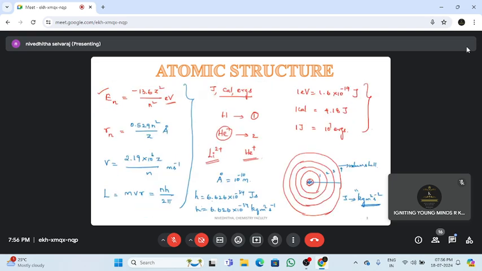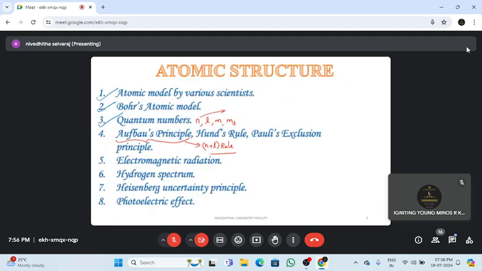Okay. What is Hund's rule? Whenever you're filling degenerate orbitals, what is a degenerate orbital? The successive orbitals.